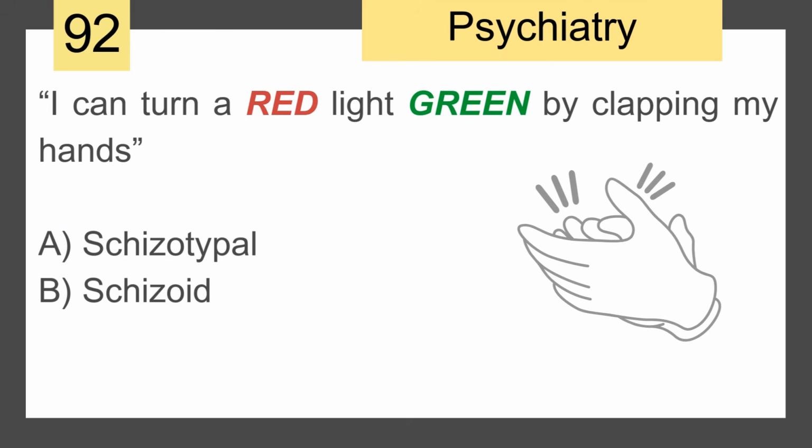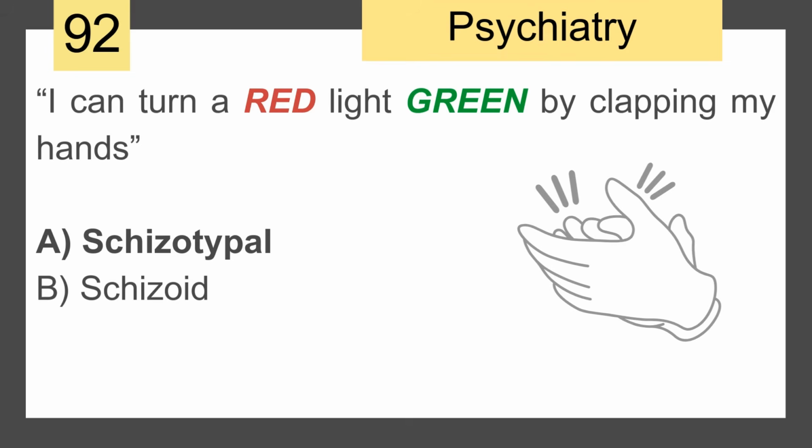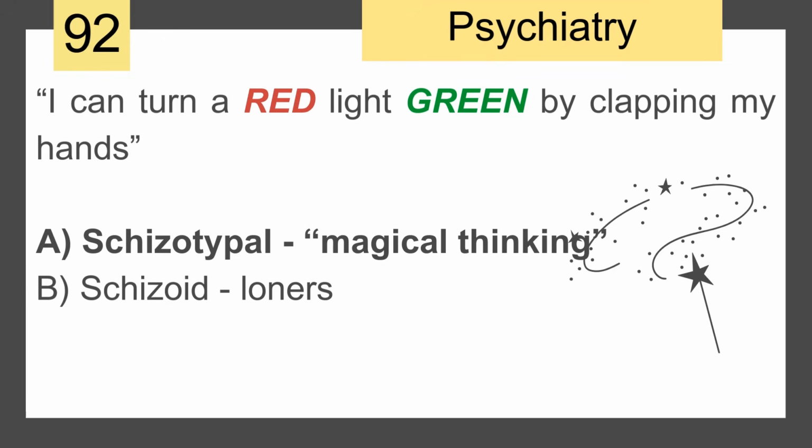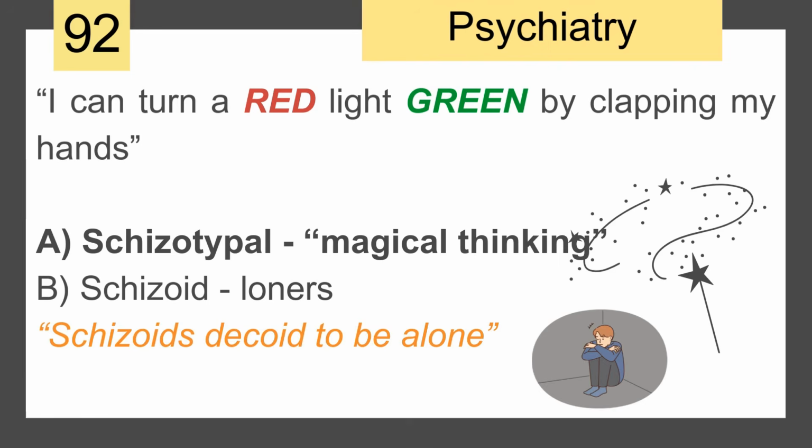Question 92. A patient says, I can turn a red light green by clapping my hands. This is seen as schizotypal, where they have magical thinking, I can do magical things, as opposed to schizoid, where they are loners. Schizoids decide to be alone. They want to be alone.